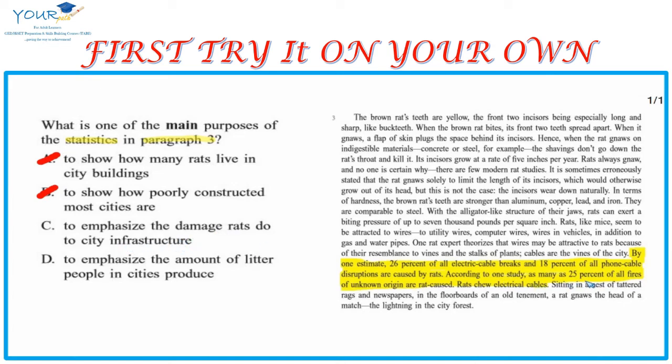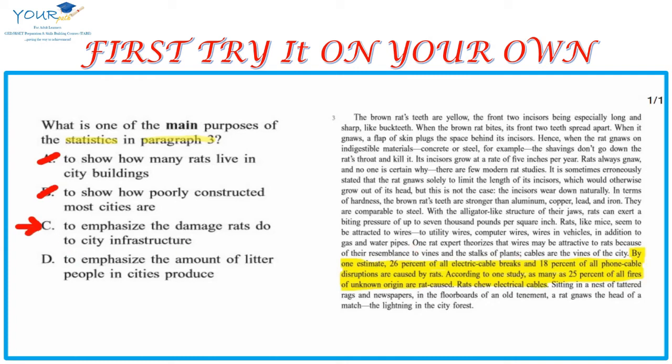It also mentions that, according to one study, as many as 25% of all fires of unknown origin are rat caused. So we know that based on the information that we've read in the text relating to the statistics that were provided in the text, we know that option C is true, and in terms of answering our question, it proves to be the correct choice.